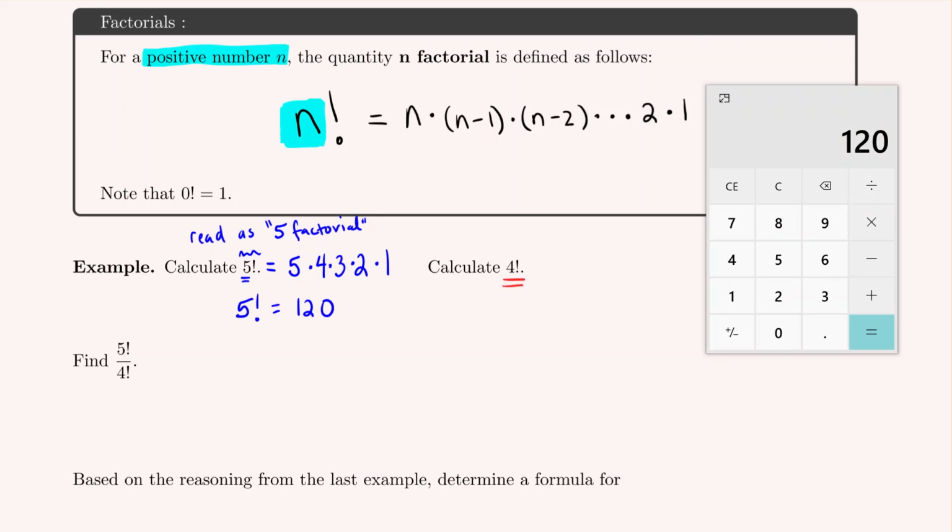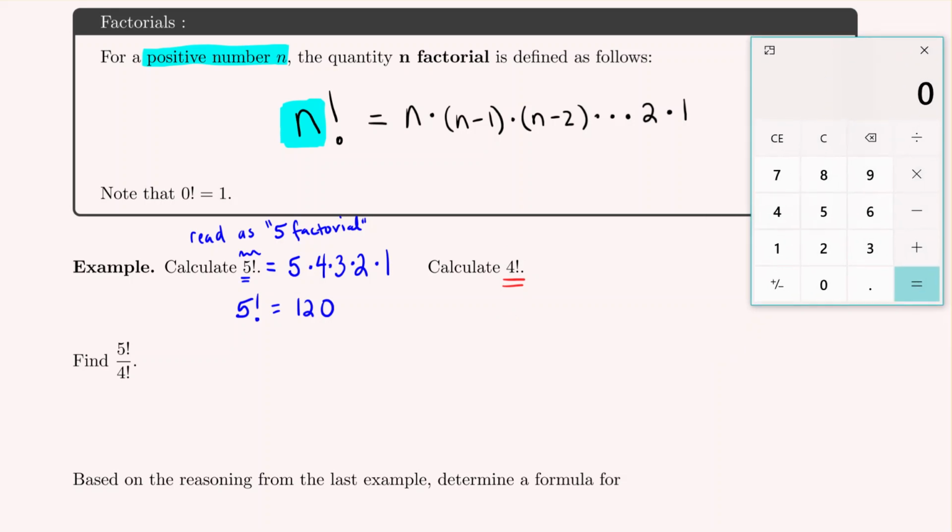Next, let's take a moment and calculate 4 factorial. I'll give you a moment to write that on your paper. So at 4 factorial, 4 exclamation mark, we know we start at the integer 4, and then I multiply through the preceding integers. So then times 3, then times 2, finally times 1. Once I get to multiplying by 1, I know that I stop. Type that into the calculator, and we get that 4 factorial represents the number 24.